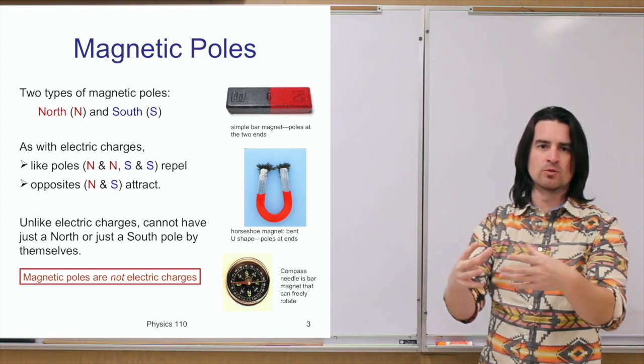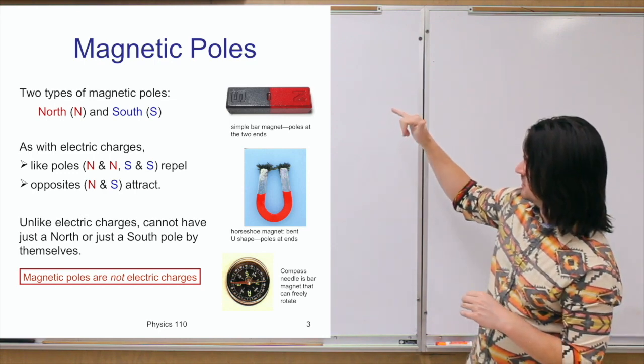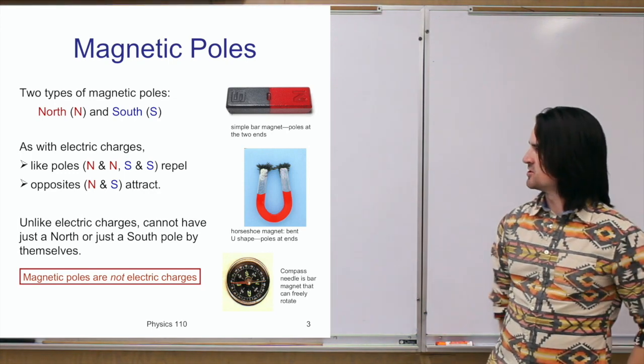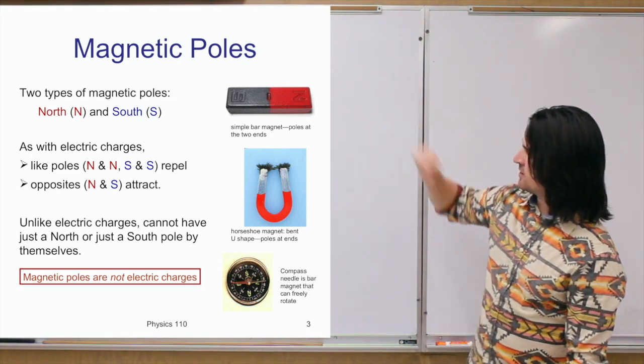If there are specific poles associated with it, there's a north pole and a south pole. So you have some examples of magnets here. You have a bar magnet, which is what it sounds like, a magnet that's in the shape of a bar. There's a north pole side and a south pole.